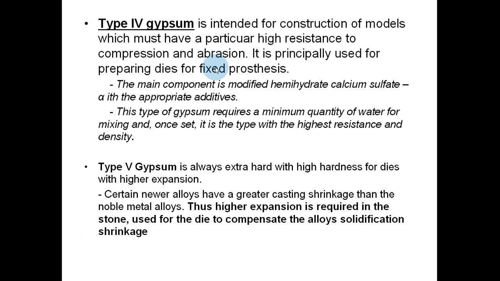Type 4 gypsum is intended for the construction of models which must have a particularly high resistance to compression and abrasion. It is principally used for the preparing of dies for fixed prosthesis. The main component is modified hemihydrate calcium sulfate with the appropriate additives. This type of gypsum requires a minimum quantity of water for mixing, and once set, it is the type with the highest resistance and density.